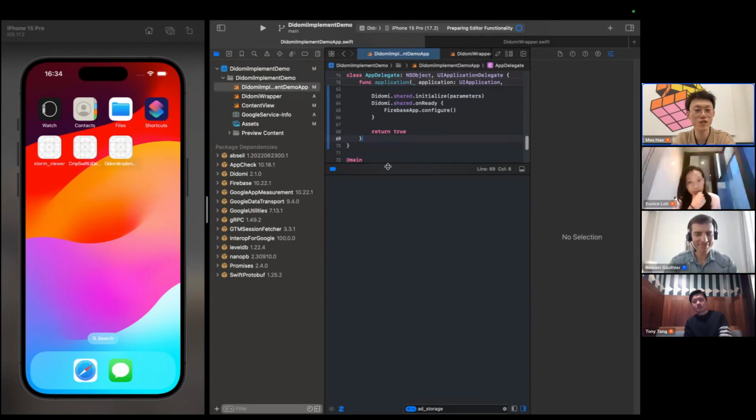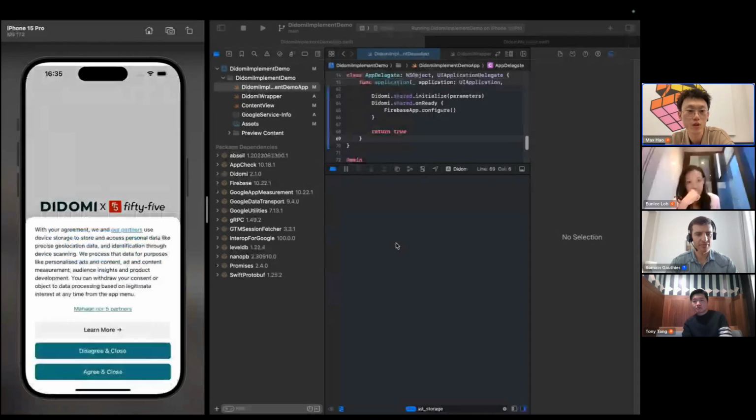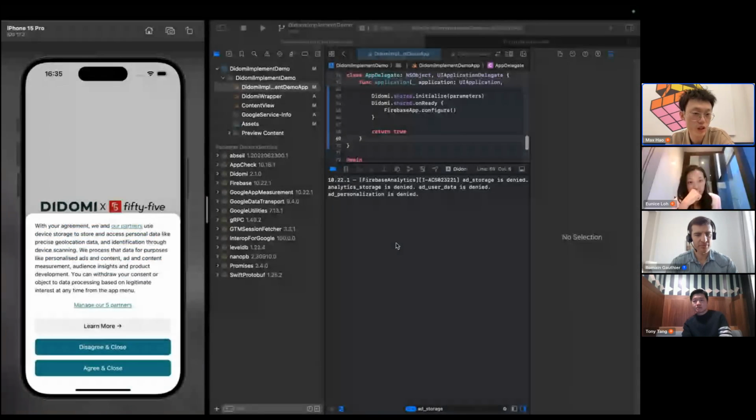So yeah, this is my demo iOS app. I'll go ahead and fire it up, and we get to see together how it looks in terms of look and feel, as well as deeply integrated consent mode. As for initialization, you can initialize it the first time the app opens. And this will be how a default template for a Didomi banner looks in an app. I could choose disagree and close, agree and close, or I can choose learn more.